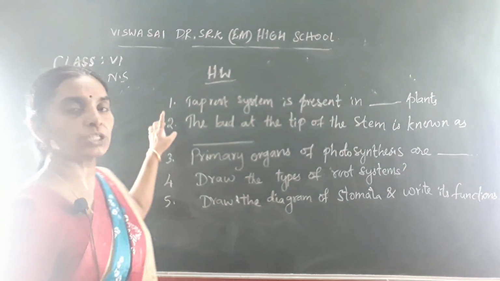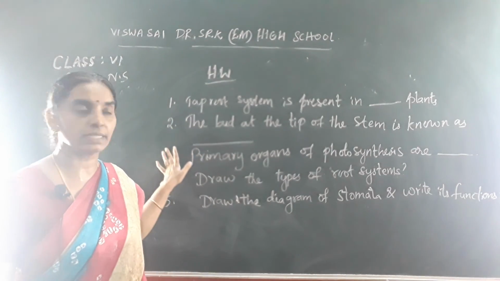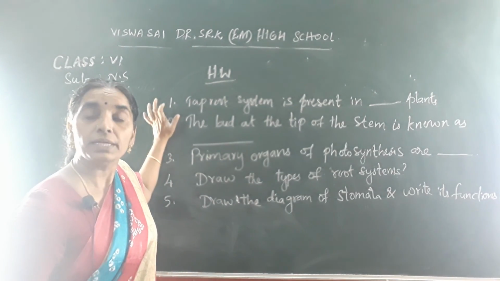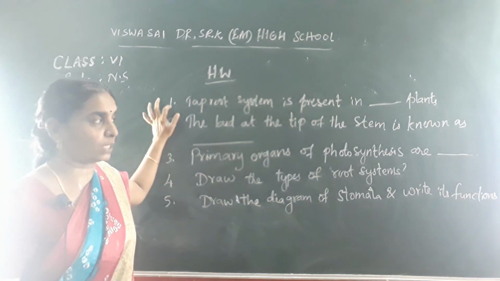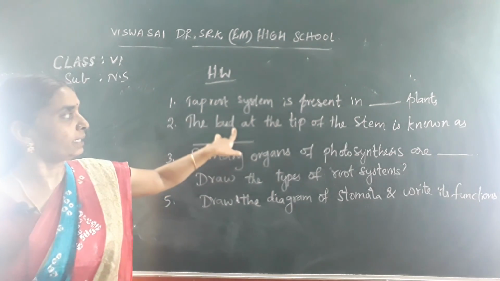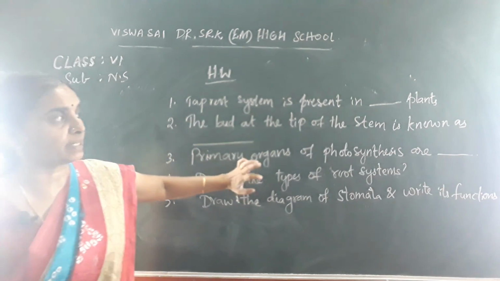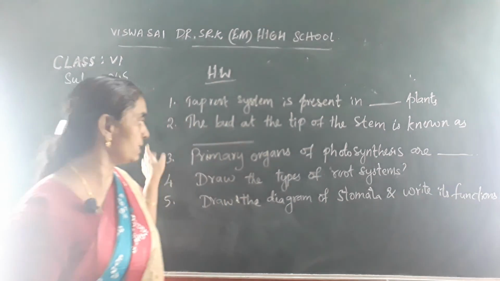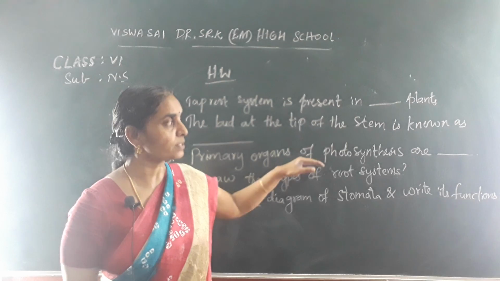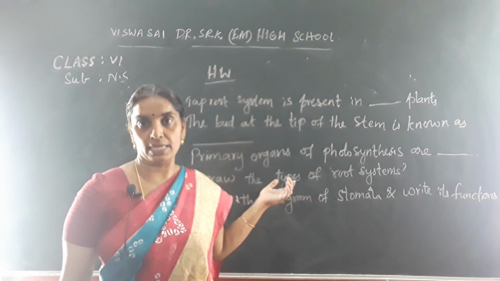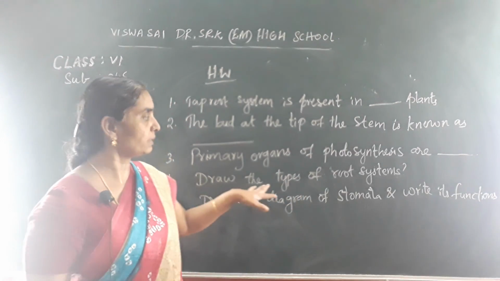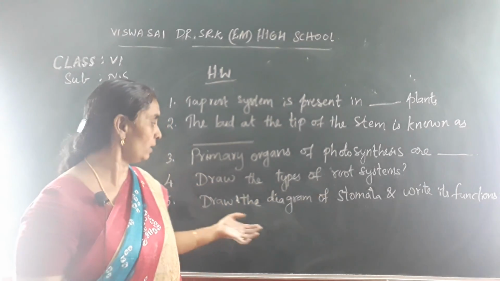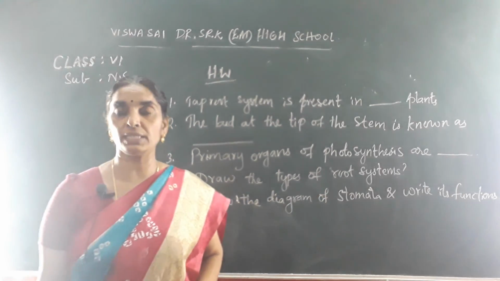In today's homework, children, try to complete these blanks and questions. Taproot system is present in dash plants. In which plants are they present? Dicots, isn't it? The bud at the tip of the stem is known as terminal bud or apical bud. Primary organs of photosynthesis are leaves, isn't it? Draw the diagrams of the taproot system and fibrous root system over here, and the stomata, and write the functions of stomata.